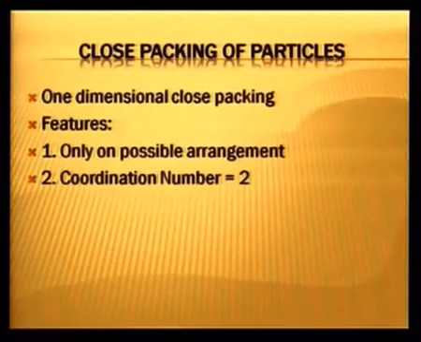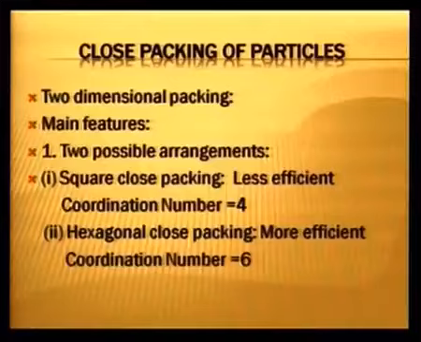So, the main features of the one dimensional packing are, there is only one possible arrangement, no other arrangement is possible, and secondly, the coordination number, which is the one dimensional coordination number, is only 2. So, these are the main features of one dimensional packing. Now, come to two dimensional packing of particles.